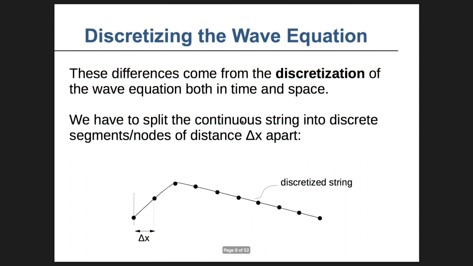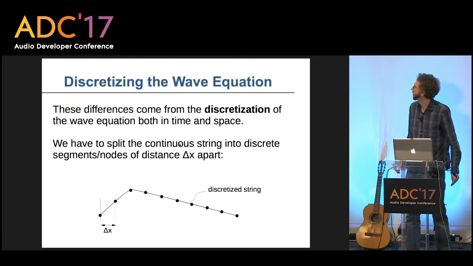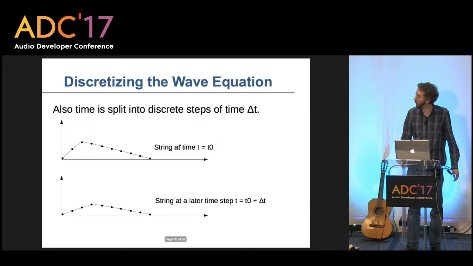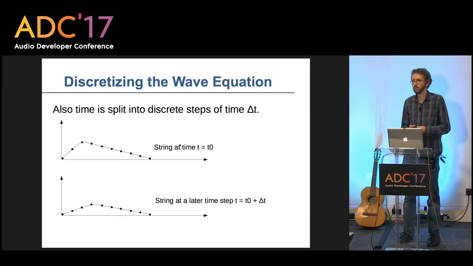Also, when we do this finite difference approach, we have to discretize the string into small segments, because the string on the guitar is continuous, but our computer has only finite memory and finite computation capacity. So we have to compartmentalize the string into small segments, and these segments are distance delta x apart. We also have to discretize time. That's nothing new, because basically it's a sample rate. Sample rate always means we have a discretized time, for example, 44,100 hertz.